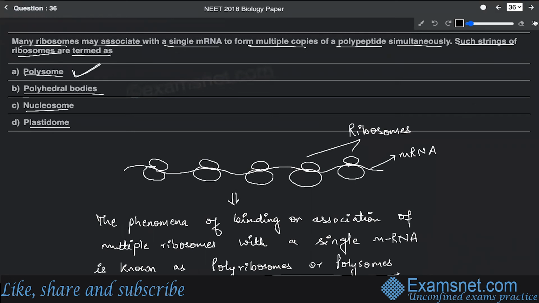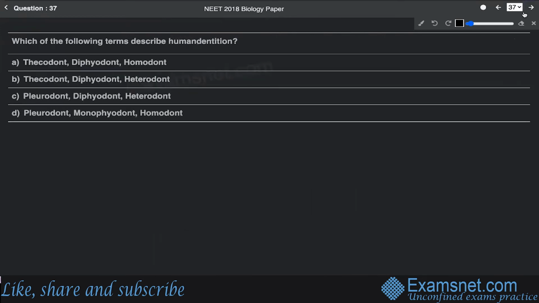All right. Now, the next is question number 37. Question number 37 says which of the following terms describes the human dentition? So it is thecodont, diphyodont and homodont. Thecodont, diphyodont and heterodont. Then pleurodont, diphyodont and heterodont. Pleurodont, monophyodont and homodont.